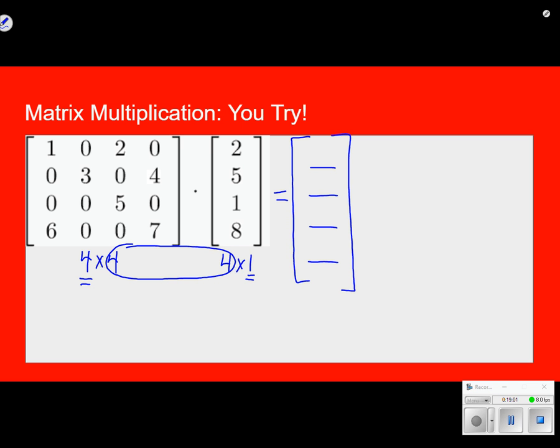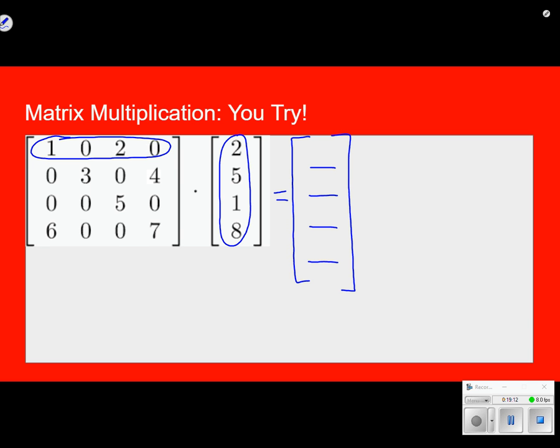4 by 1. Now what we're going to have to do is actually multiply each row by this one column. We're going to have 4 numbers that we're going to be adding together. So this might be one where you might want to write it out. So we're going to do 1 times 2 and get 2, plus 0 times 5, which is 0. That's why I like zeros. Plus 2 times 1, which is 2. Plus 0 times 8, which is 0. So that's just going to be 4.